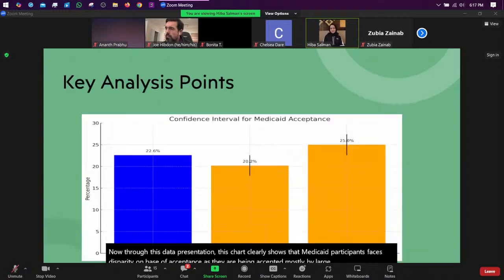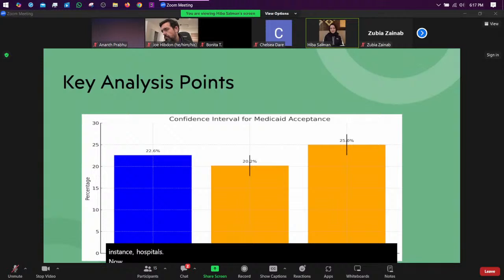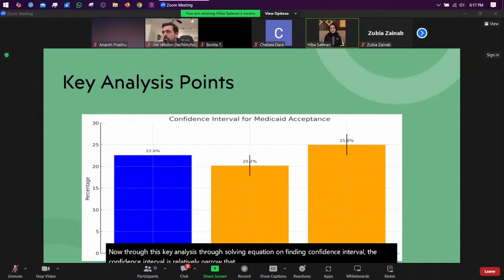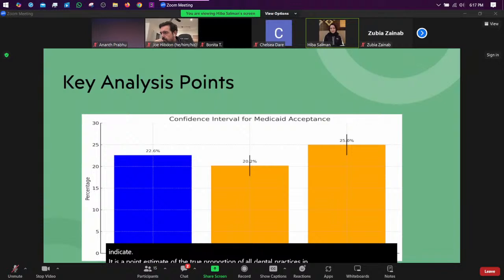Through this key analysis, by solving the equation for the confidence interval, the confidence interval is relatively narrow, that is 20.2% to 25%, which means the estimate is precise. The narrow confidence interval indicates less uncertainty about the true proportion. The sample proportion, 22.6%, represents the fraction of surveyed dental practices that indicate they accept Medicaid. It is a point estimate of the true proportion of all dental practices in Illinois that accept Medicaid.